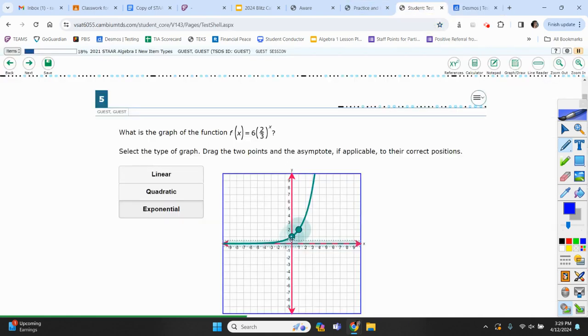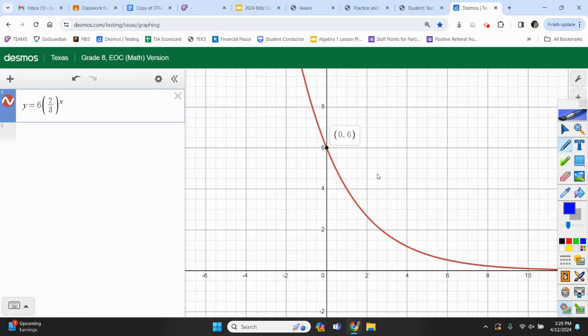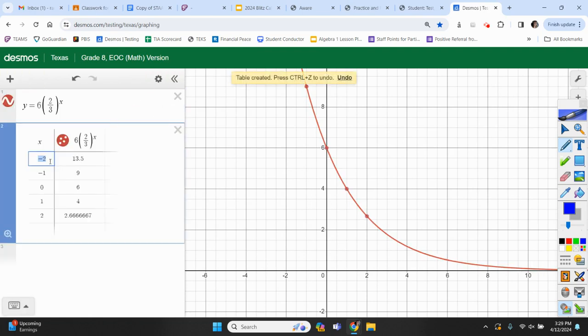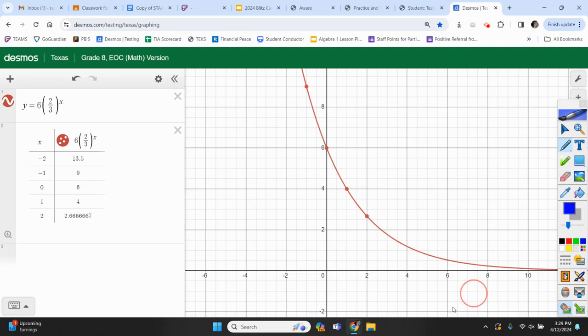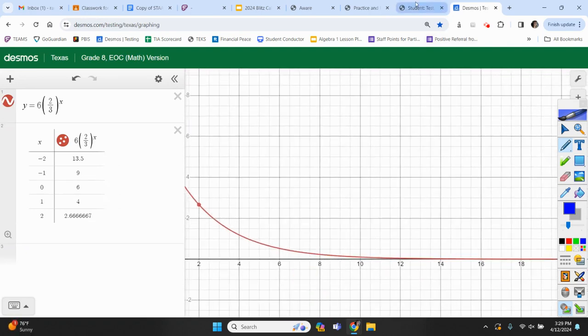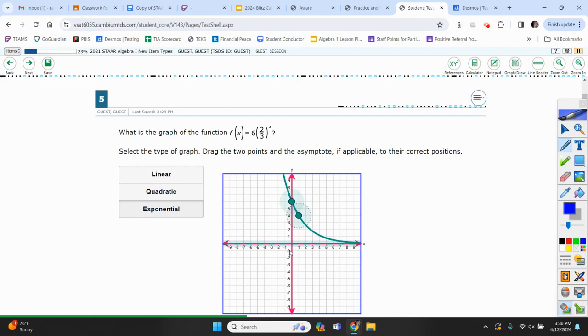So you're going to want to move this up to, oh, not that one. I'm just going to move that out of the way. Move this up to the 6, and then you just need to find another point. The easiest way to do that is click on this, go to settings, change it to a table, and you're looking for another whole number value. So we have (0, 6), but right here we have (1, 4). That's the one we want to graph, (1, 4), which is right there. So go back to the test, (1, 4). And then notice the asymptote where this starts to level out is along the x-axis, which means we don't need to move the asymptote.